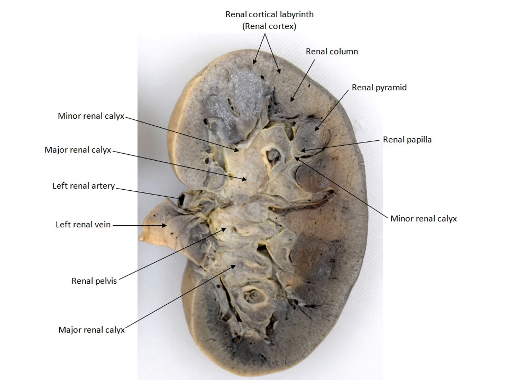This is the left kidney. I know because I recognize left renal vein and left renal artery. On the periphery we have renal cortex or renal cortical labyrinth, renal column, renal pyramid, and renal papilla. From the renal papilla we have minor renal calyx. Minor renal calyx fuse and form major renal calyx. Major renal calyx fuse and form renal pelvis, and renal pelvis continue with ureter.